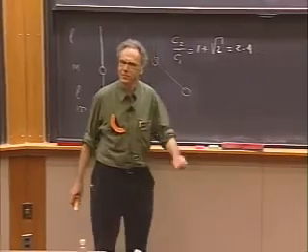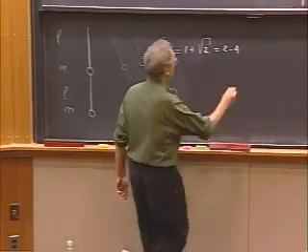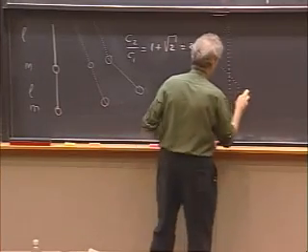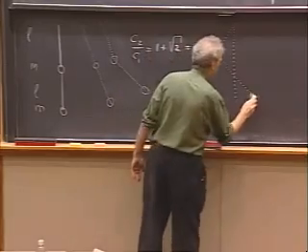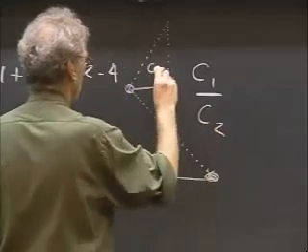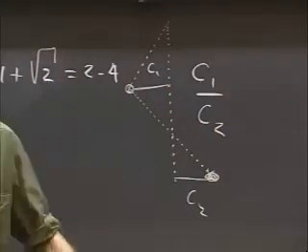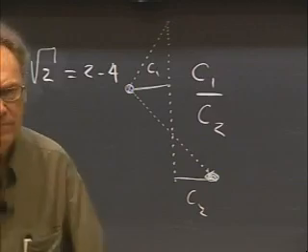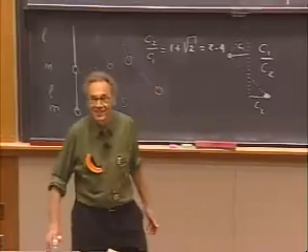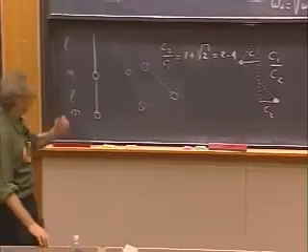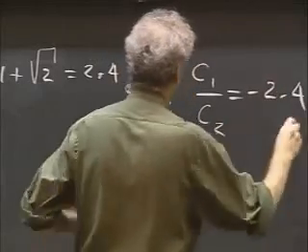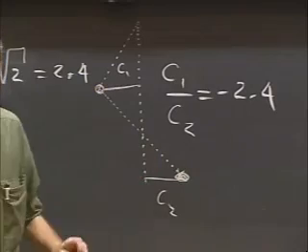The highest mode must be something like this, right? Because they must be out of phase. Any idea of the ratio? C1 over C2. Call this C1, call this C2. Any one of you, any intuition? Minus? Yeah? Boy, you're good. It is minus 2.4. This one will be much further away than this one.